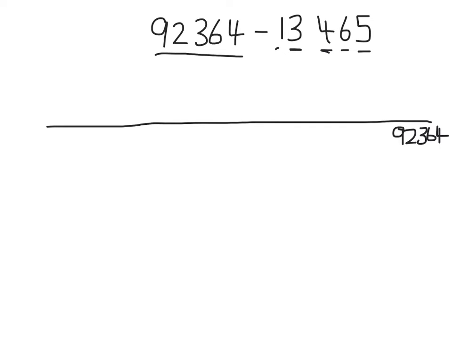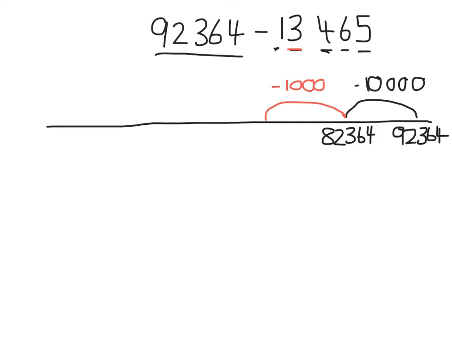So I'm going to take away my 10,000 first. So 92,364 take away 10,000 is 82,364. Then I need to take away my thousands. So I've got 3 thousands. So I'm going to take away 1,000, and that means that I'm going to have 81,364.